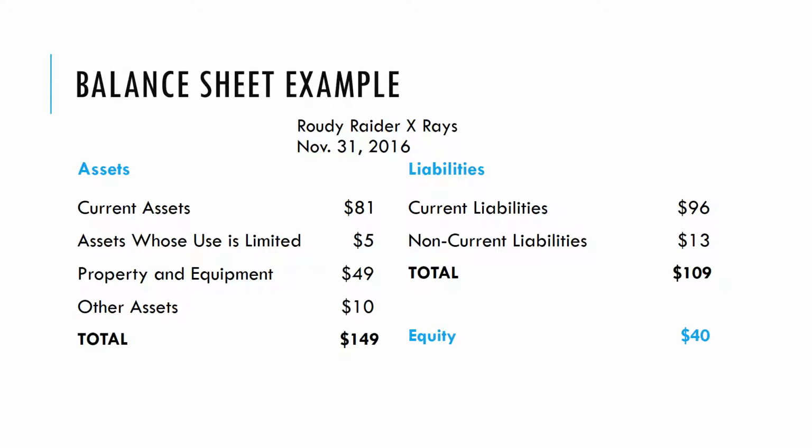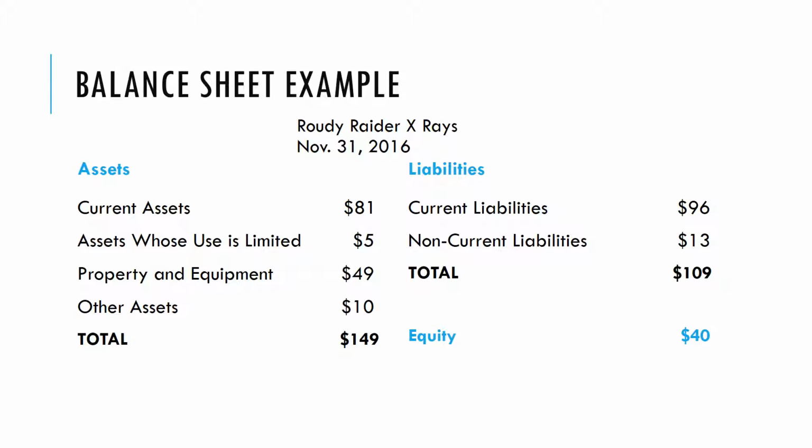I came up with Rowdy Raiders X-rays. They sell and manufacture X-ray equipment. So they have assets. They have total assets of $149. And you can see that there are different types of assets. You have current assets whose use is limited. You have property and equipment, and then you have other assets.